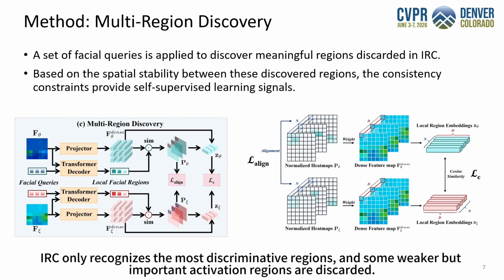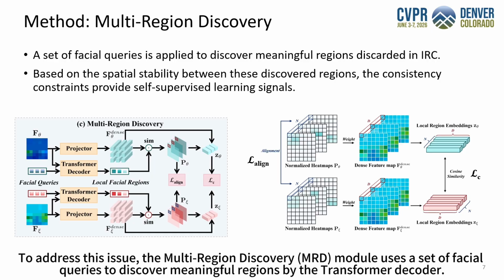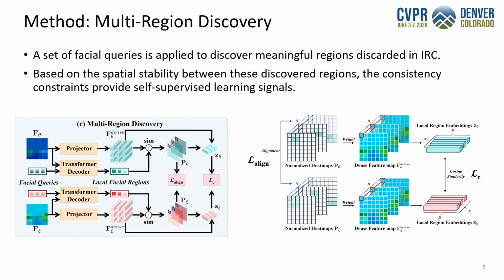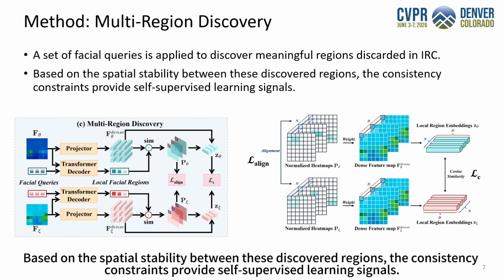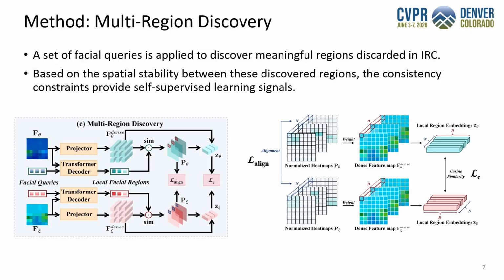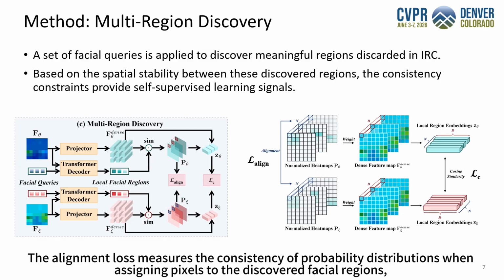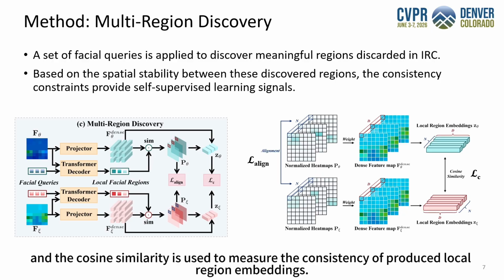IRC only recognizes the most discriminative regions, and some weaker but important activation regions are discarded. To address this issue, the Multi-Region Discovery MRD module uses a set of facial queries to discover meaningful regions by the transformer decoder. Based on the spatial stability between these discovered regions, the consistency constraints provide self-supervised learning signals. The alignment loss measures the consistency of probability distributions when assigning pixels to the discovered facial regions, and the cosine similarity is used to measure the consistency of produced local region embeddings.